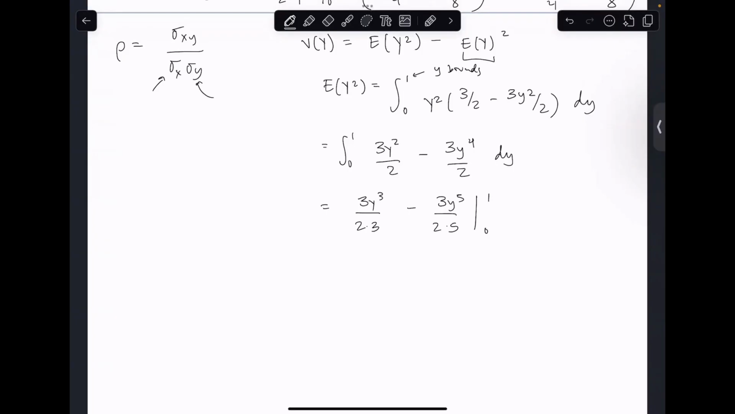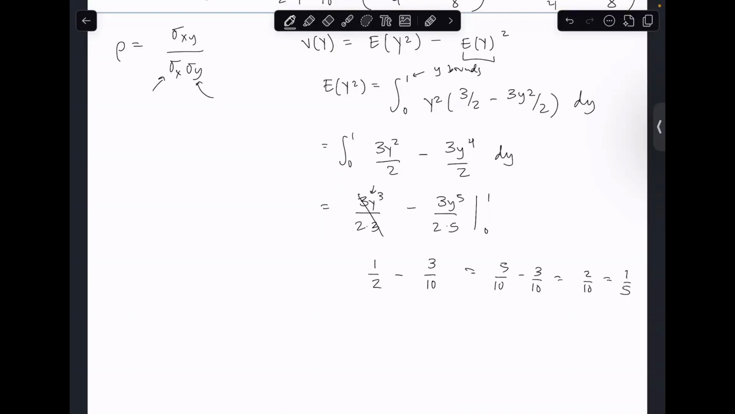So if I do that, I'm just going to get 3 times 1 cubed, which is 3. 3 is canceled. I'm just going to get 1/2 minus 1 to the 5th is 1 times 3 is 3 over 10. So I'm just going to get 3/10. That's the same thing as 5/10 minus 3/10, which is equal to 2/10, which is equal to 1/5.